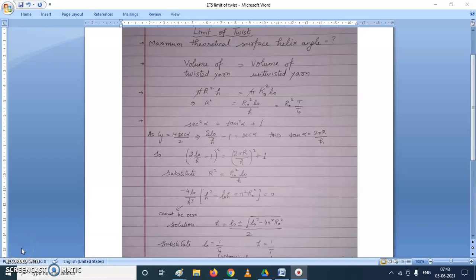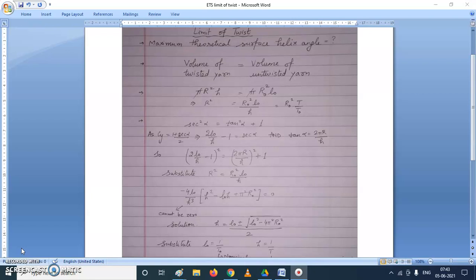Good morning to all. So today we'll study a topic called limit of twist, in which we'll try to find out the maximum theoretical surface helix angle of a twisted yarn. Okay, we'll try to derive this maximum value. I have given you the steps in summarized form and attached the content also in PDF.